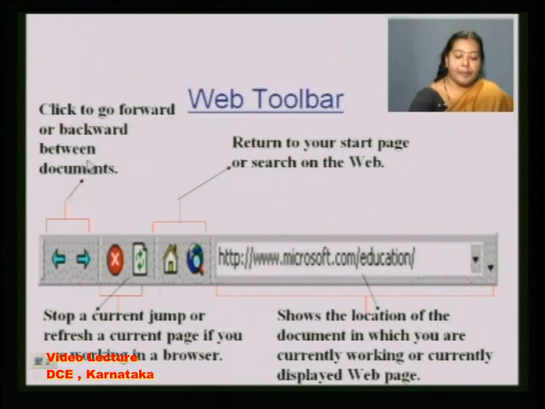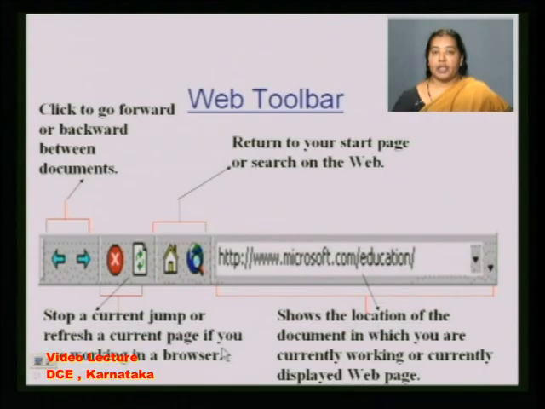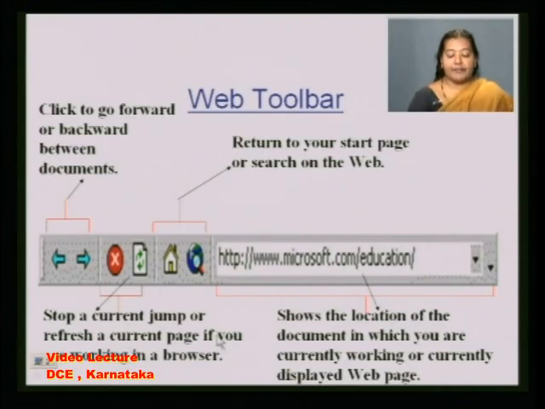So now click to go forward or backward between the documents. Stop a current jump or refresh a current page if you are working on a browser. Now I am sure you know what is a browser. What is a browser? To use internet, a browser is required. So I hope you remember what is taught about internet and what is the meaning of a browser. So this is to stop, jump or refresh the current page. Now this is to return to your start page or search on the web.